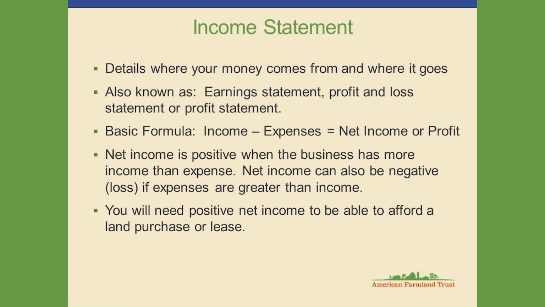So the income statement details where money comes from and where it goes. You may have also heard it referred to as an earnings statement, a profit and loss statement, or a P&L, or a profit statement, but whatever you call it, the basic formula is income minus expenses equals your net income or profit. So net income is positive when the business has more income than expense. Net income can also be negative, or a loss, if expenses are greater than your income. Many firms can be in either scenario depending on the stage of their business and what kind of year they've had. Basically, you need more positive net income to be able to afford a land purchase or a lease.